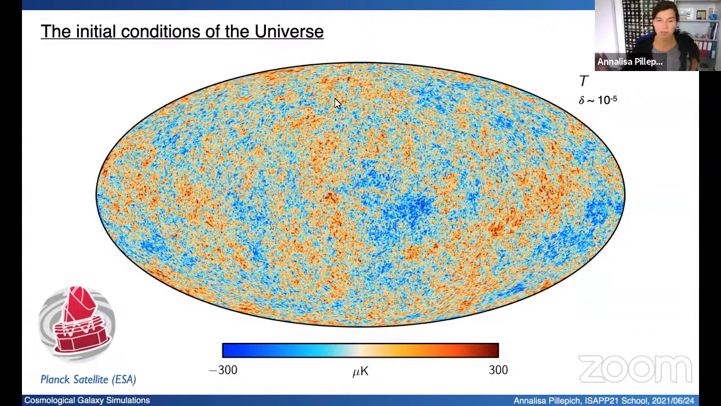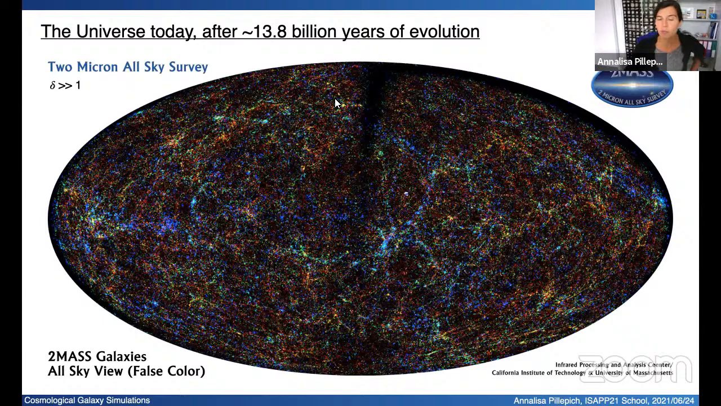13.8 billion years of cosmic evolution go by, and this is what we would see in the sky if we were to look at it in the 2 micron wavelength, where you can now see the matter density distribution on large scales as sampled by galaxies. And now the density contrast is of order of many factors, or up to thousands, depending on the scales on which you're looking.